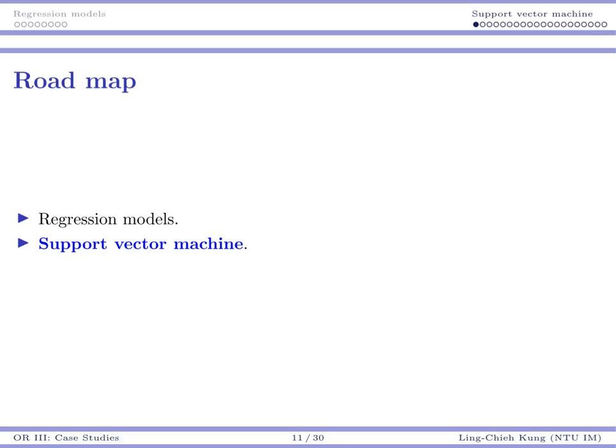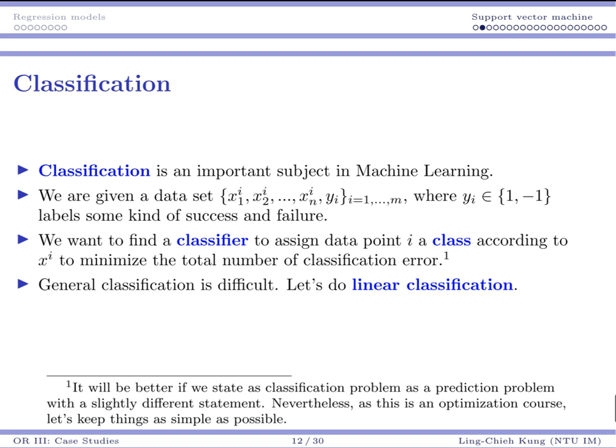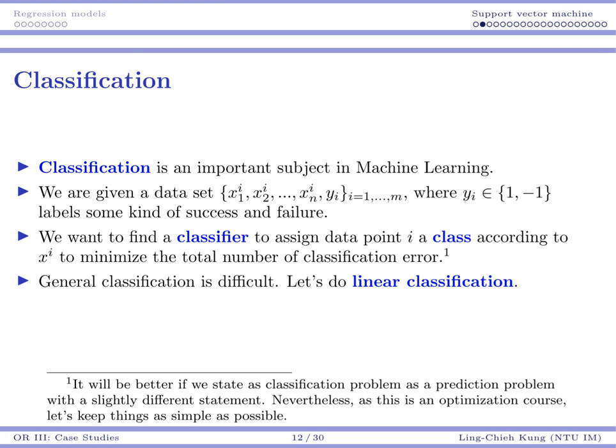Okay, let's continue. So that was about regression, and now we're moving to a next subject. It is called support vector machine. So let's start our introduction. Unlike regression, support vector machine is talking about a problem that is similar but different. It is talking about classification problem. Of course, it's a very important subject in machine learning.